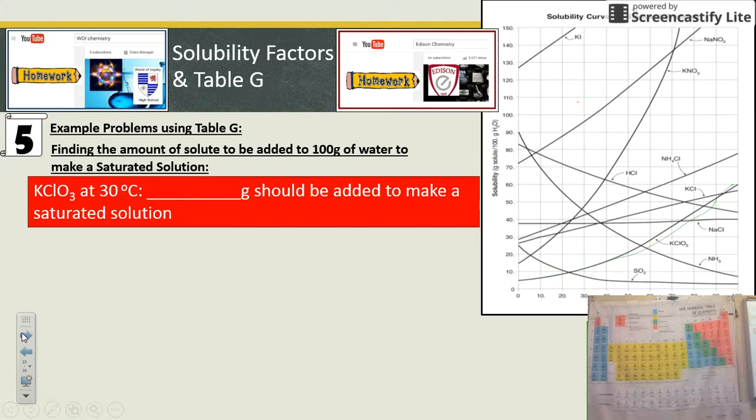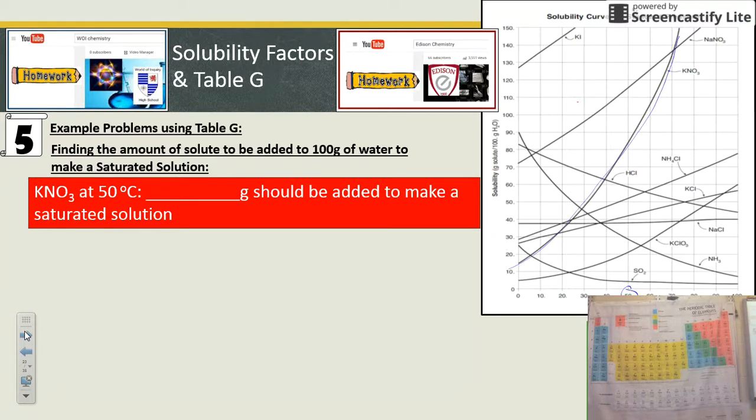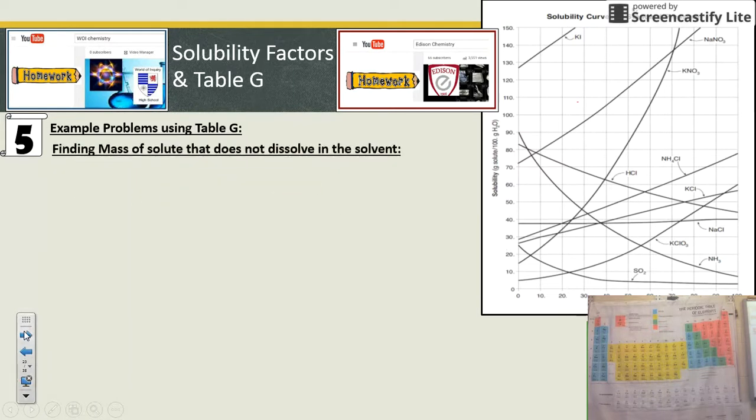Now, let's see what else we got here. KNO3 at 50 degrees. Well, you go to 50 degrees, find KNO3. I'm going to do a little trace in here. KNO3, that's a big long curve, 50 degrees. You trace up till you hit the curve right about there. Looks to me about 80 grams. Okay, about 80 grams. So to find out how much would be used to make a saturated solution, you just find the temperature and curve of interest, trace up until it hits the curve, read to the left, and you've got your mass.